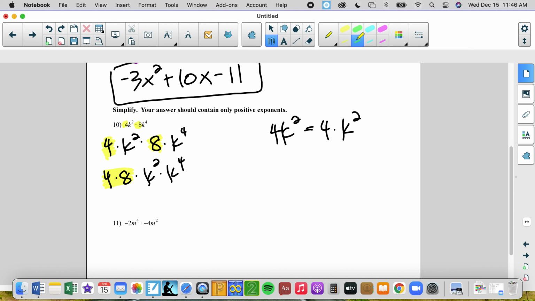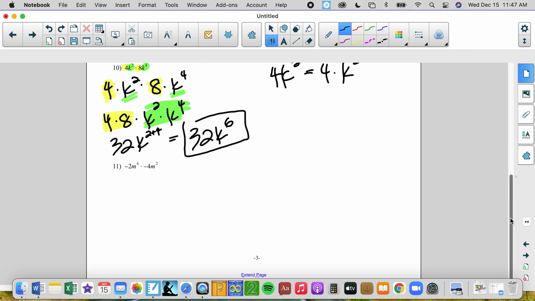And then you're going to multiply like base with like base. So this like base, it has a k as a base. This also has a k as a base. So we're going to multiply these like bases together. When we multiply like bases, we add their exponents. These are not like bases. That's a 4 and an 8. Those are constants or coefficients. 4 times 8 is 32. And then we have k to the 2 plus 4. We add their exponents when we are multiplying like bases. So my answer is going to be 32k to the 6th.